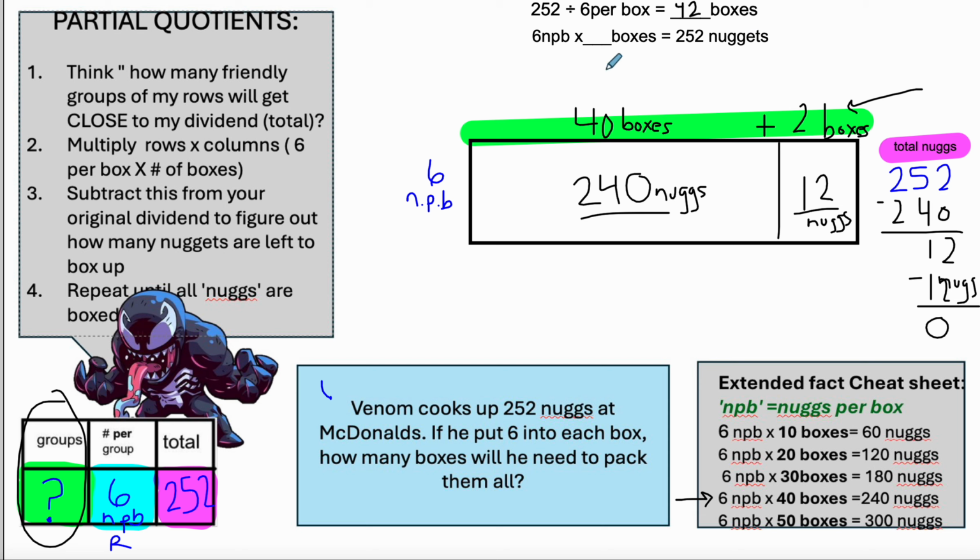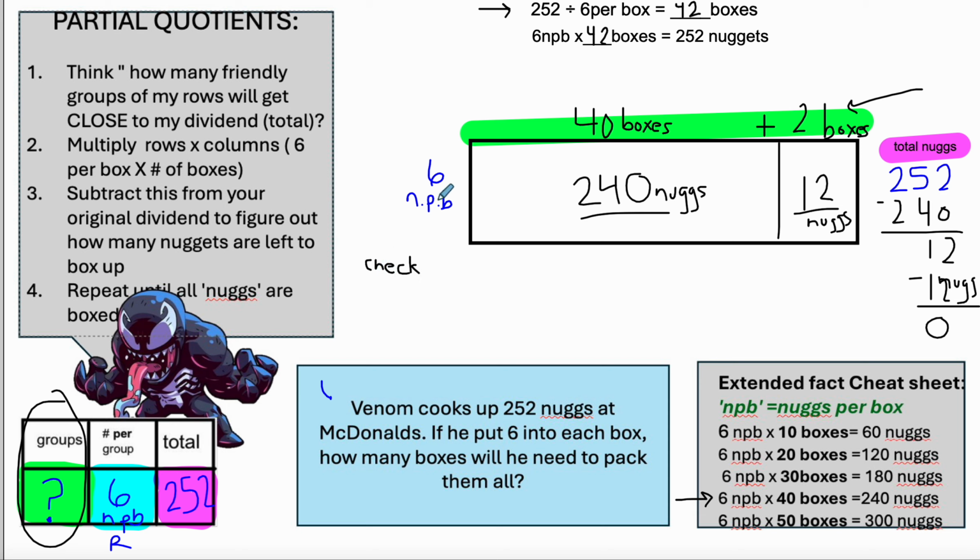Now, kiddos, in your homework, there's no labels to the numbers. But if at this point of the game, it's helpful for you guys to think about nuggets per box and boxes, go ahead and use these labels to help you better visualize what's happening in the situation. So we know 6 nuggets per box times 42 boxes should equal 252 nuggets, and we can check right over here. Let's do our check equation.